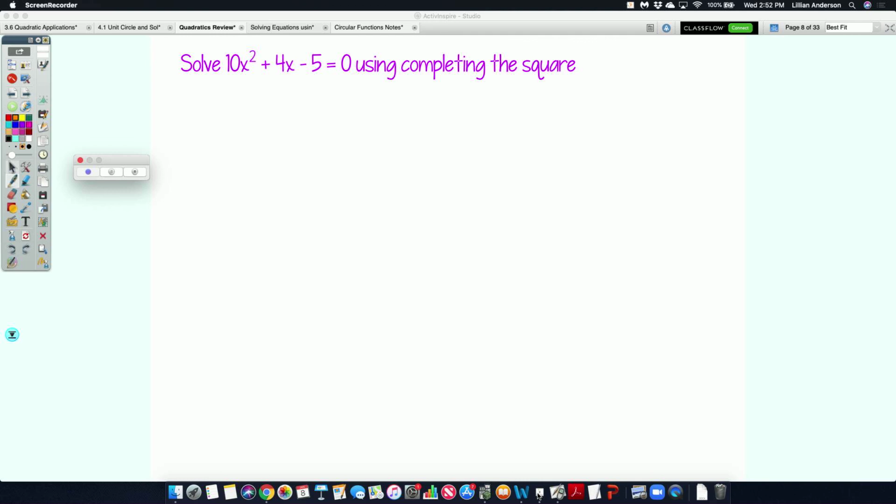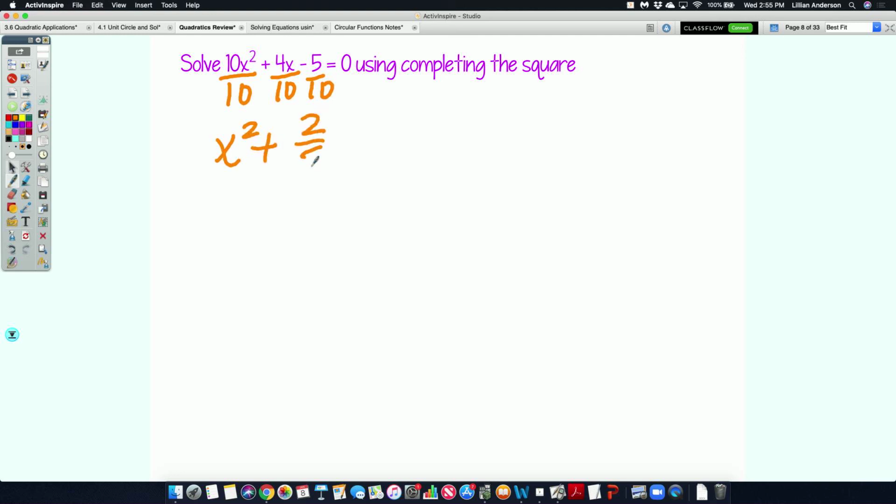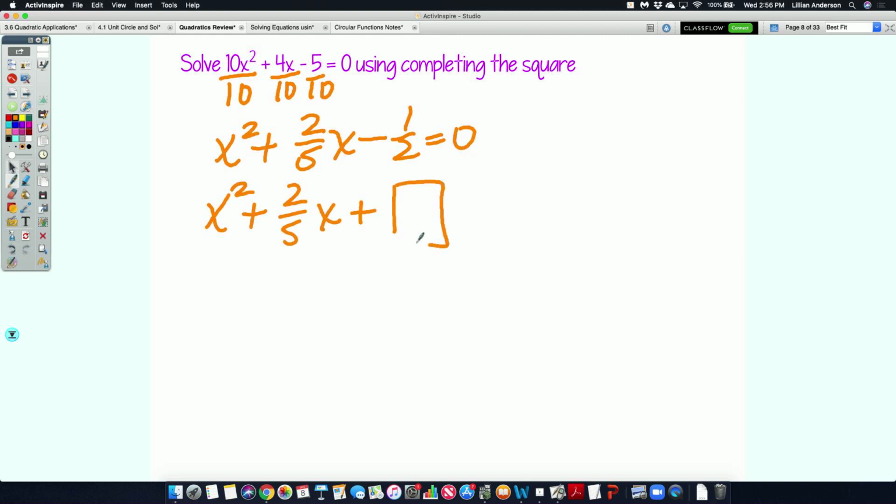On your desk, I want you guys to solve this using completing the square. You want to make sure that A is 1, so you have to divide everything by 10. So that's x squared plus, I'm going to go ahead and reduce this to 2/5, and I'm going to reduce this to 1/2. Then you want to make sure that C is by itself. So then that means I'm going to add over 1/2.